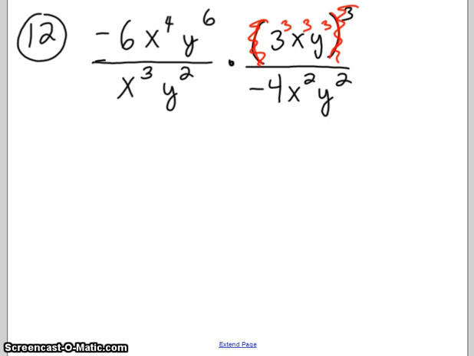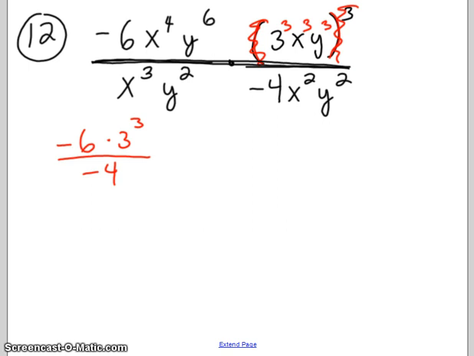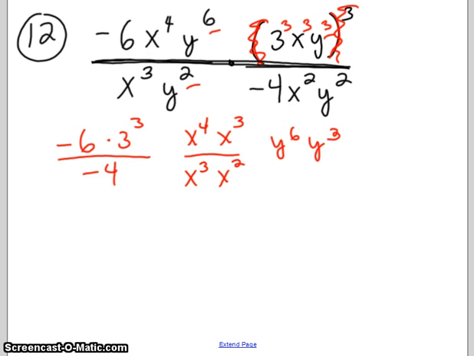Alright, and the same thing happens again here. We're just going to make this one big fraction since we're multiplying. So I have negative 6, I have 3 to the third, and I have negative 4. Alright, for my x values, I have x to the fourth, I have x to the third, and down below I have x to the third and x squared. For my y values, I have y to the sixth, y to the third, so I have here and here. I have y squared down below in the denominator, and I have another y squared in the denominator.